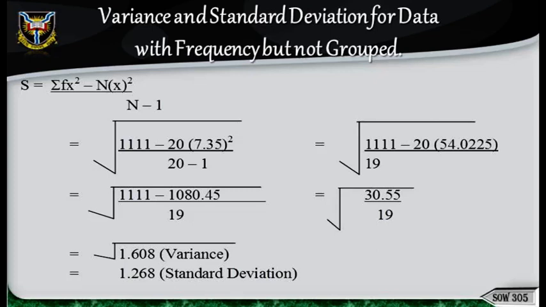is equal to the square root of 1111 minus 20 times (54.0225), over 19, is equal to the square root of 1111 minus 1080.45 over 19, is equal to the square root of 30.55 over 19, is equal to the square root of 1.608. Variance is equal to 1.608; standard deviation is 1.268.